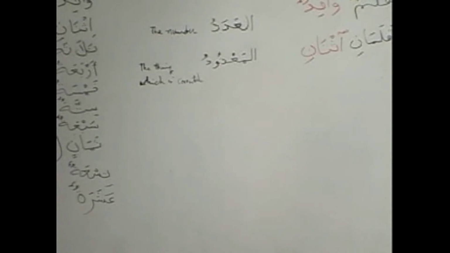Now, number 1 and number 2. Are you with me, brothers and sisters? Number 1 and number 2. When they come, they are always a khabar. Are you with me? Always a khabar. Number 1 and number 2 are always the khabar.